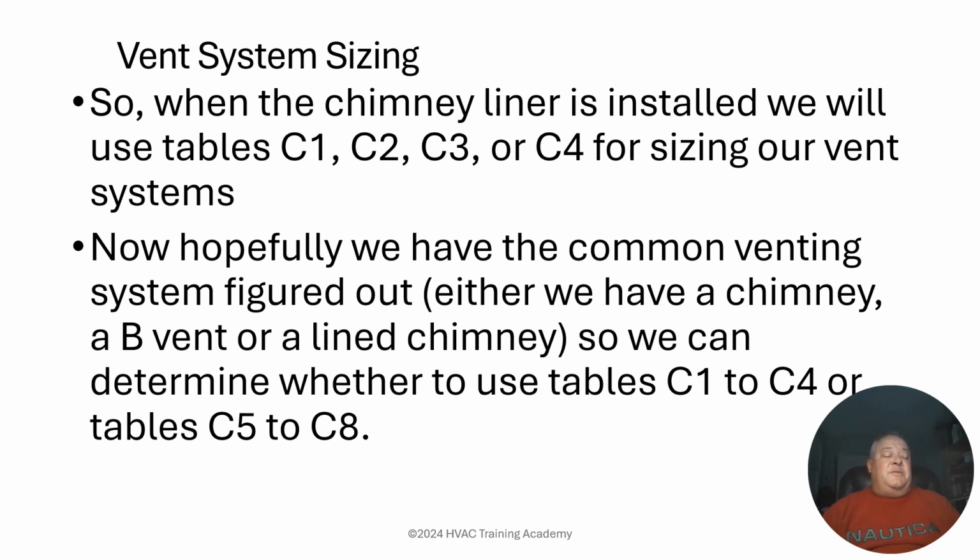As soon as we drop a chimney liner into a masonry and tile-lined chimney, it then, in the code's eyes, becomes like a B vent. So in other words, we're going to use tables C1, C2, C3, and C4 if we put a liner into a chimney. So either we're going to have a B vent or we're going to have a lined chimney. We're going to determine, are we going to use tables C1 to C4 or C5 to C8? If it's a chimney with no liner, it's going to be C5 to C8. If it's a B vent or a lined chimney, it's going to be C1 to C4.